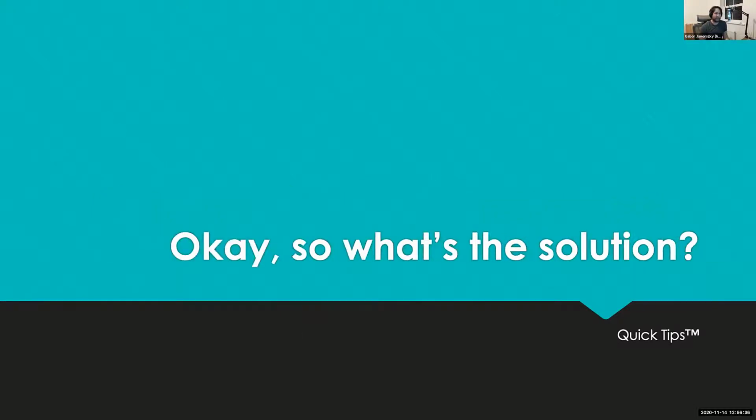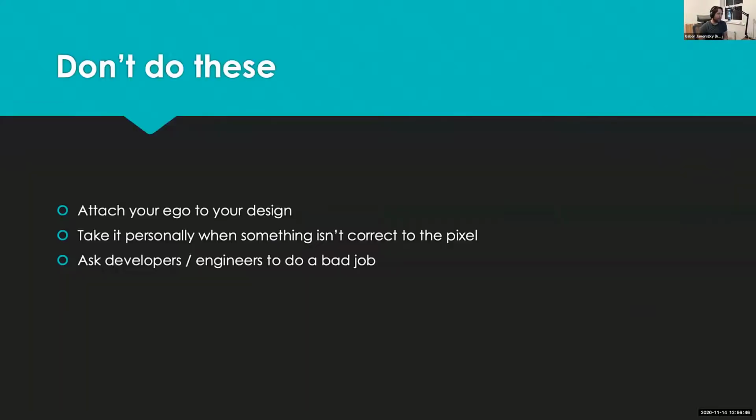Right. So what's the solution? How do we still work together when we have this opposition between designers and clients and developers? So don't do these. Don't attach your ego to your design, or don't take it personally when something isn't correct to the pixel. If good developers push back, there is a reason for it, and they will tell you the reason. I don't implement your design because I don't like it.